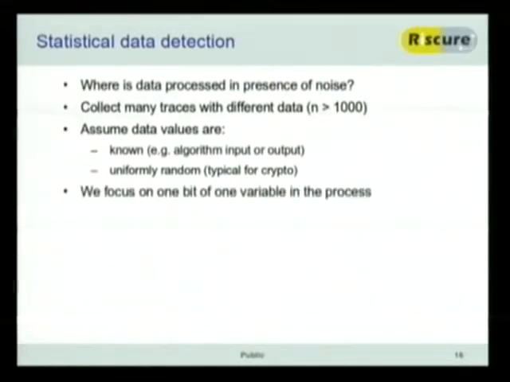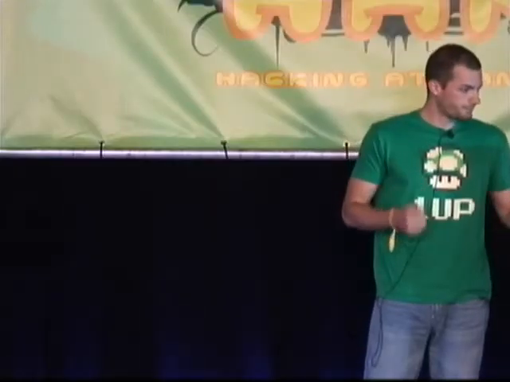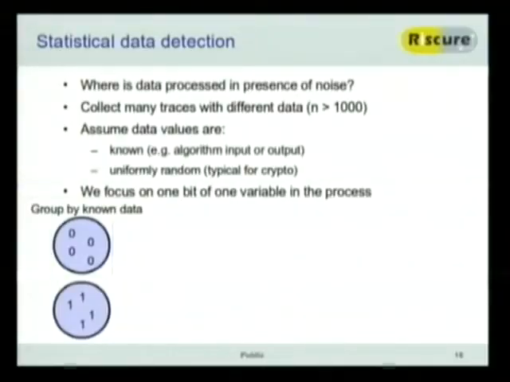So that's what we're after. What we're going to do is focus on one bit of one variable in the process. Now, this sounds a bit complicated, but for now, let's just presume we're looking at the first bit of the data block that we're sending as input. So it's either 0 or it's 1. By looking at this bit, we can group all our measurements into two big bins: one where this first bit of input is set to 0, and one where it's set to 1.